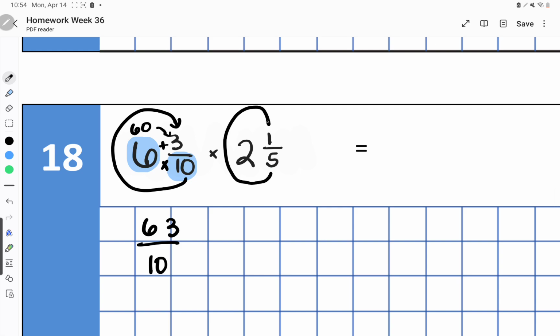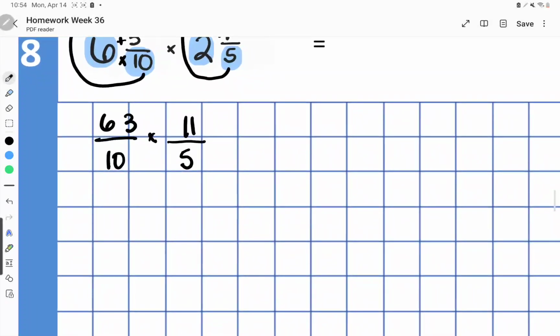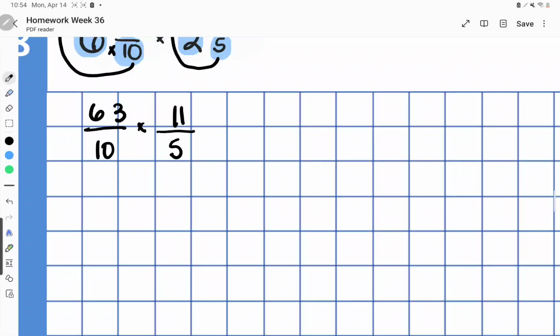Same thing with this one. We would start with 5 times 2, which gives us 10, and then 10 plus 1, which gives us 11. And we would have 11 over 5. We would check to see if we can simplify before we multiply, and we cannot. So we'll start with 63 times 11 for tops times tops and bottoms times bottoms.